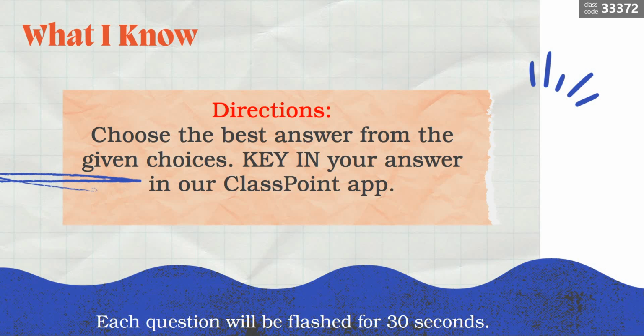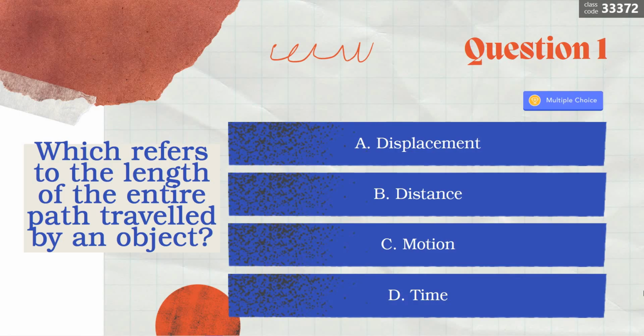Key in your answer in our class point up with the class code of 33372. I repeat, class code 33372. Let's start. Question 1. Which refers to the length of the entire path traveled by an object? A, displacement, B, distance, C, motion, D, time? Okay, time is up. The correct answer is letter B, distance.